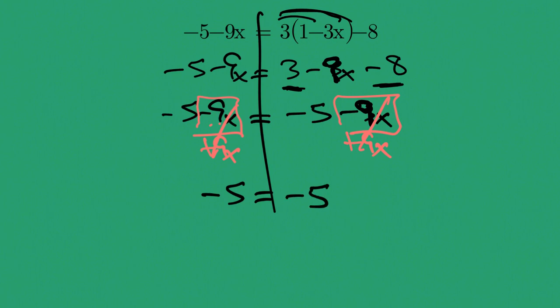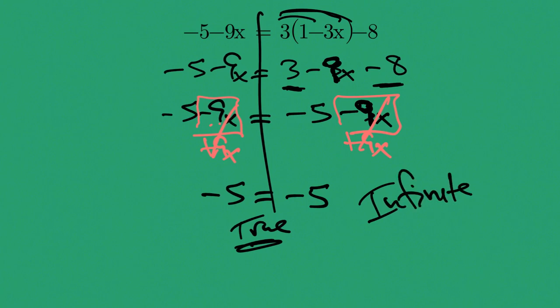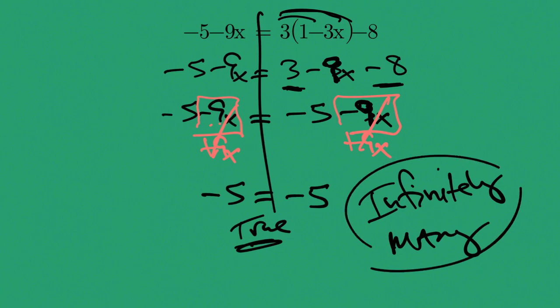Look at these leftovers here. That's all we have left. Negative 5 equals negative 5. And that is a true statement. Negative 5 equals negative 5. This is a true statement. Therefore, infinitely many solutions.